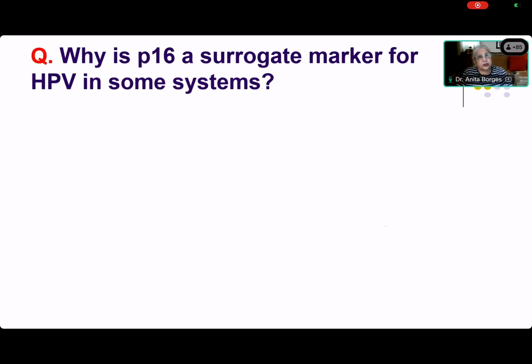Now, why is P16 a surrogate marker for HPV in some systems? Let's take cervical cancer as a model system. Has anybody said anything in the chat box, or would anybody here like to answer? Chitra, you are aware? Yes, ma'am. So HPV is a virus that targets two proteins, that is E6 and E7. Yes.